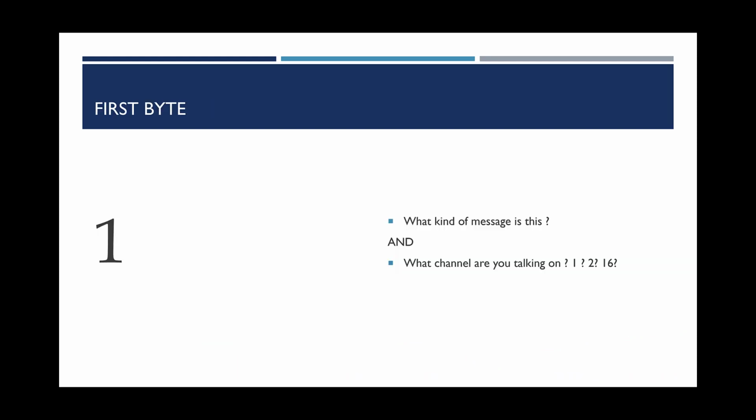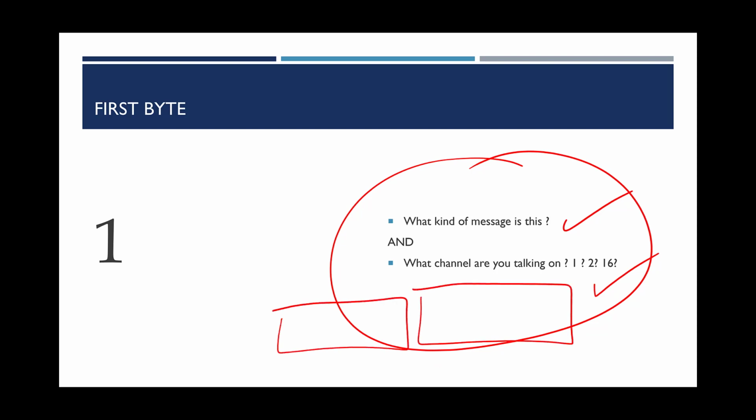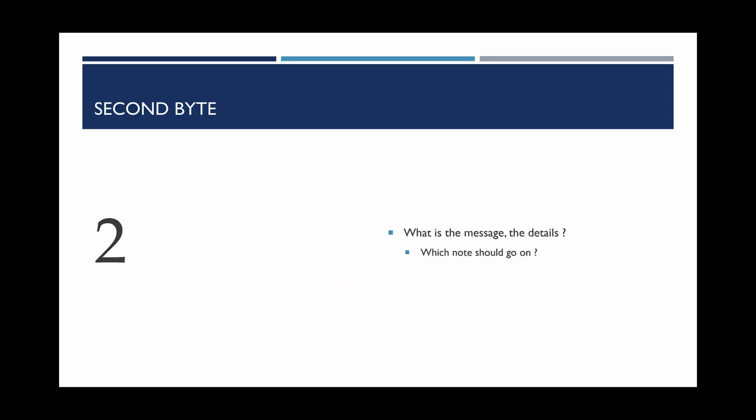So the first byte tells you 2 things. What kind of message is this? And by the way, of these 16 channels, which one are you talking on? So you need 2 pieces of information in that, and you can guess, right? We said a byte is 8 bits, right? It's 1, 2, 3, 4 bits here, and then another 4 bits here. One of them is used to tell what type of message it is, and the other one is used to tell what number the channel is.